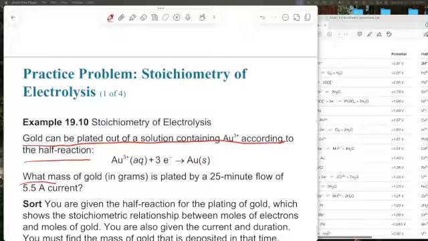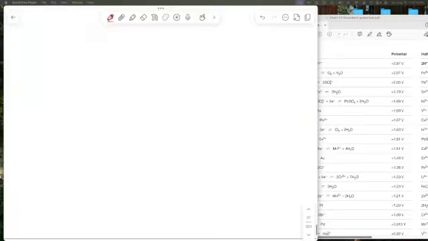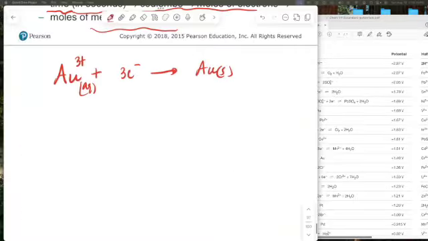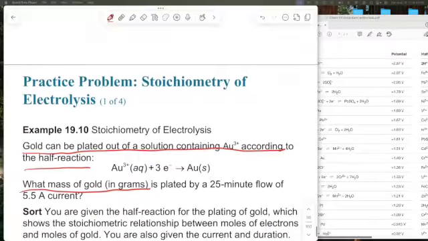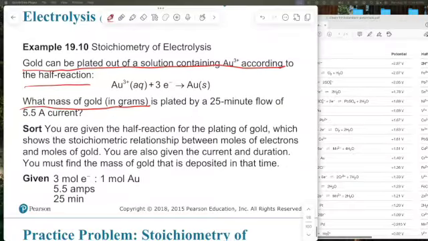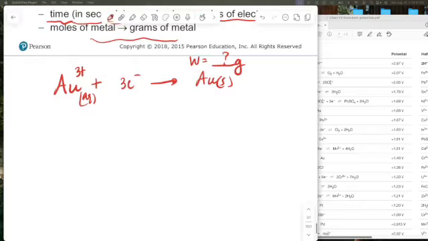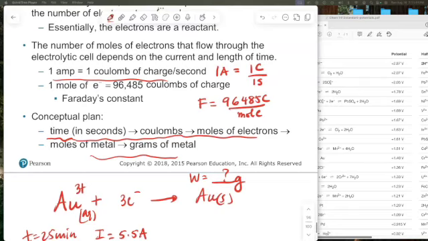Okay, what mass of gold in grams? So what is wanted here is an amount in grams of gold. It's plated by a 25-minute flow of 5.5 amperes current. So a given time, 25-minute flow of a current, that's 5.5 amperes. Okay, so we have a current.